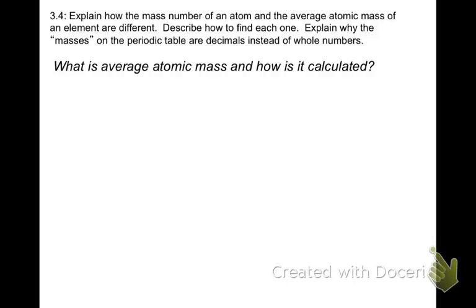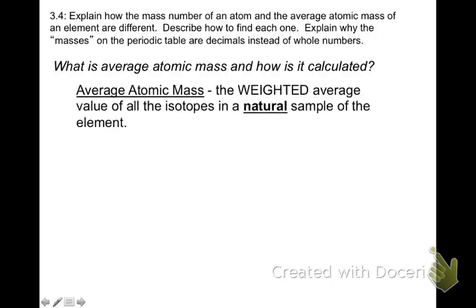So our first question in our notes is, what is average atomic mass, and also how is it calculated? So let's define average atomic mass. This is the weighted average value of all the isotopes in a natural sample of an element. So there's a couple things there that are bolded and written in capital letters, so let's talk about that. First is the weighted average. So let's discuss what that means really quickly.